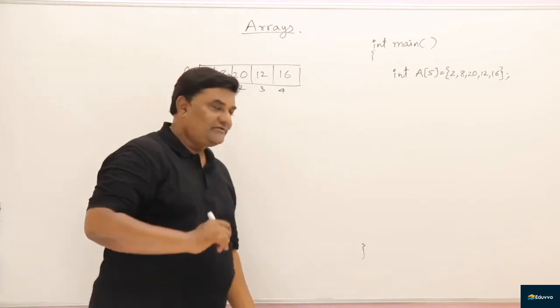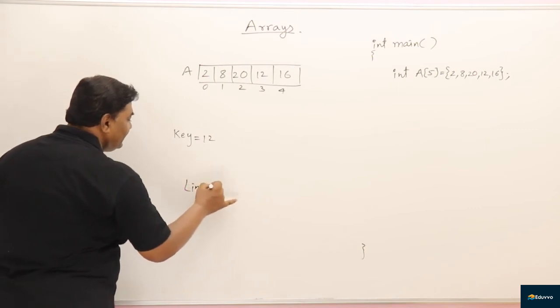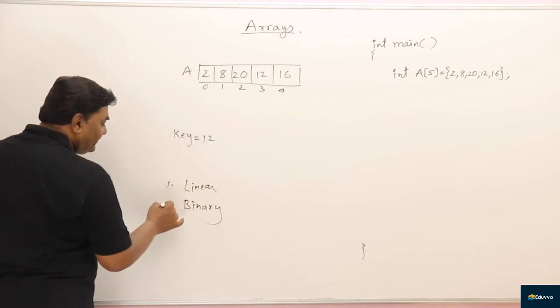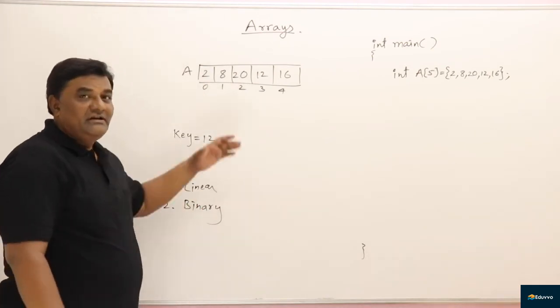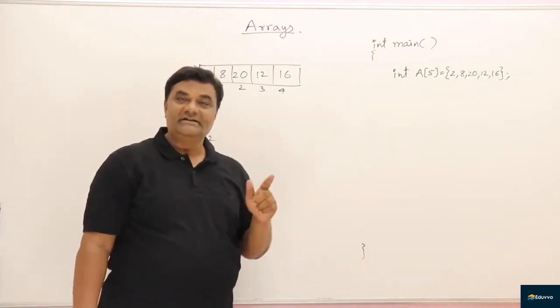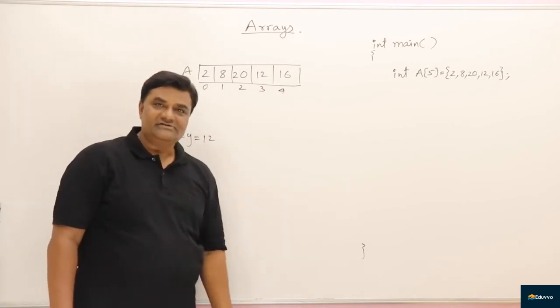There are two methods of searching. One method is called linear search and the other method is called binary search. For the first method, this array is sufficient, but for binary search, this array will not work. We have to first of all sort the elements. Binary search can be performed only on sorted elements. So let us perform linear search on this one.